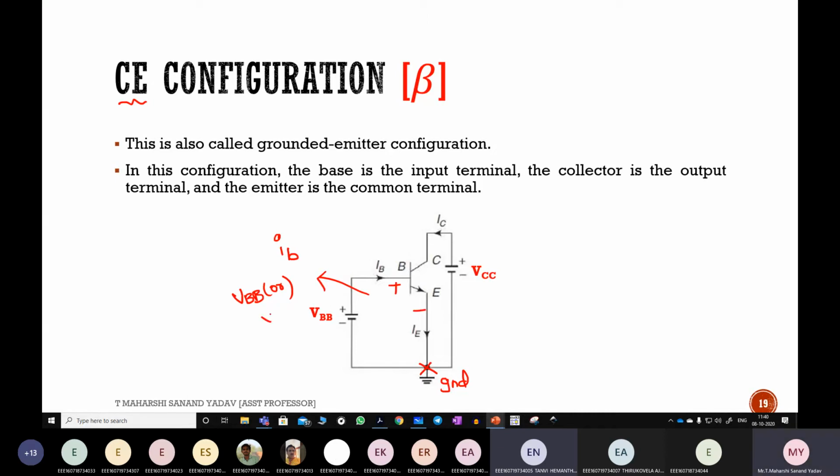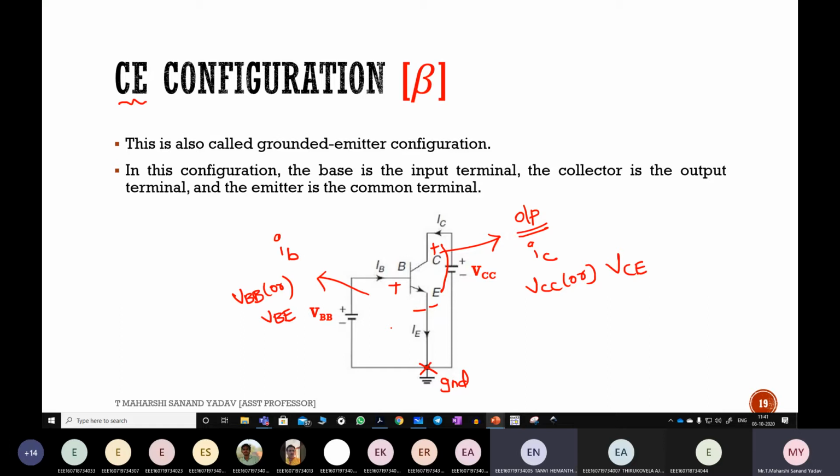VBE, correct. Next, come to the second portion, the output part. What is the output current? IC. Right. Output voltage? VCC, or VBE, or VCE? VCE. This is the C portion. VCE.